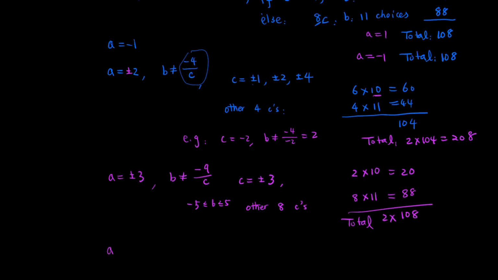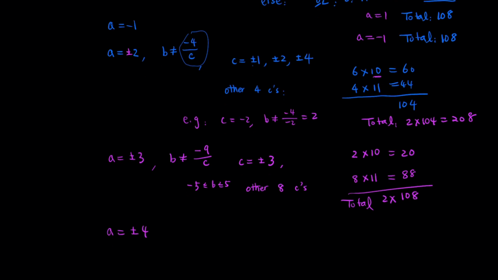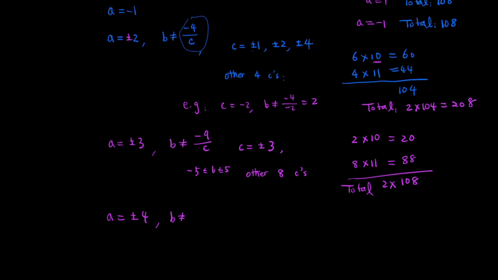Now, similarly, you want A equal negative 4. So B cannot equal negative 16 over C. And then in order for B to be in this range, C is only equal to positive or negative 4, right? Which means, using similar logic, it's going to be 2 times 10, 8 times 11. That's going to be 108. You have 2 different cases for A, so total is going to be 2 times 108, right?